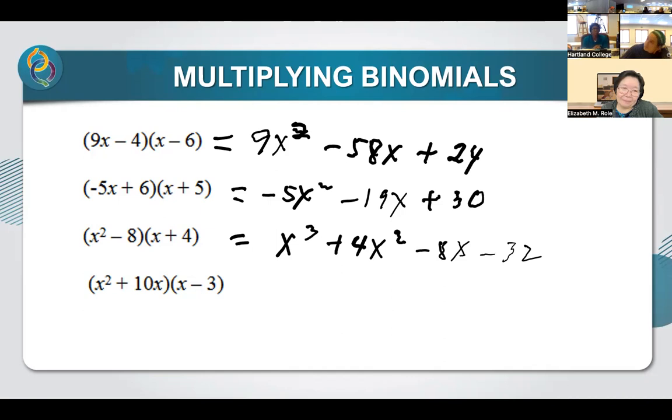x cubed. Minus 3x squared plus 10x squared, which is 7x squared. Very good. And then minus 30x. No, you start with the x cubed. Oh, we begin with x cubed, right? Yes, we did.